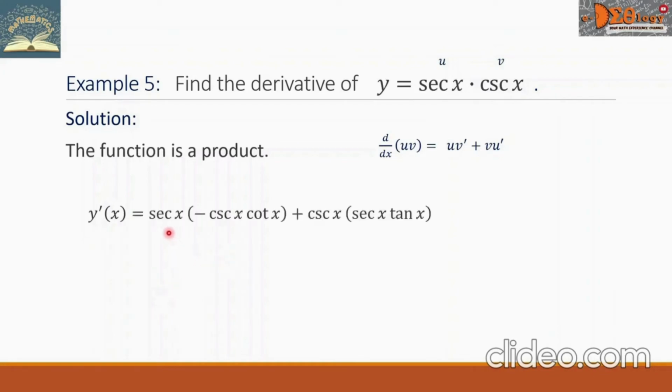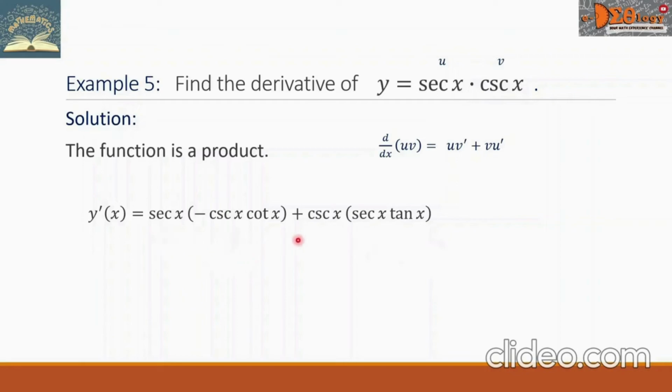So we have now secant x, we copy the first function, times the derivative of the second function. The derivative of cosecant x is negative cosecant x cotangent x, plus we copy the second function, cosecant x, times the derivative of the first function. The derivative of secant x is secant x tangent x. And from here, we can simplify further.